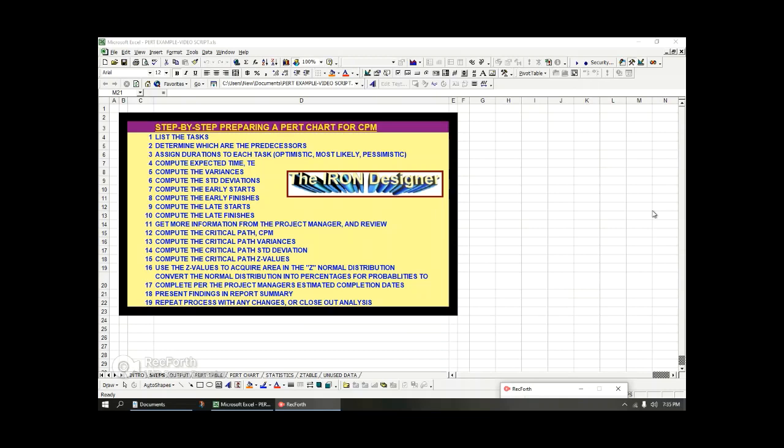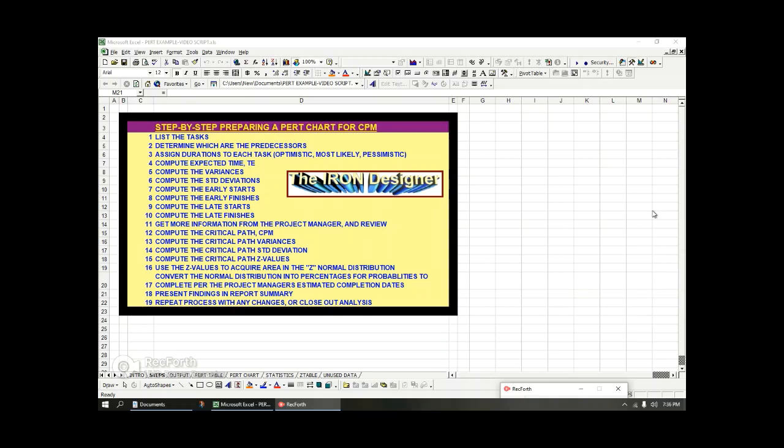You're going to use the z values to acquire the area in the normal distribution, which is going to give you the area under the curve. So in the step prior, you're just calculating the critical path z value, which is the number of standard deviations from the mean. At this point, you're going to acquire the area under the normal distribution to compute the percentages that are associated with those critical path standard deviations from the mean.